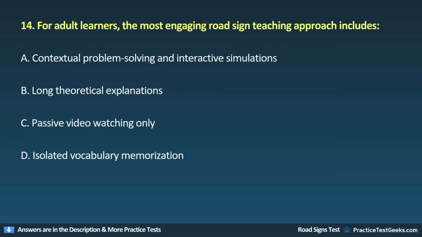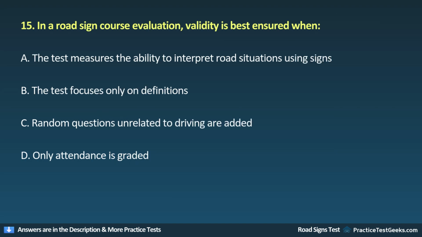14. For adult learners, the most engaging road sign teaching approach includes: A. Contextual problem solving and interactive simulations. B. Long theoretical explanations. C. Passive video watching only. D. Isolated vocabulary memorization.